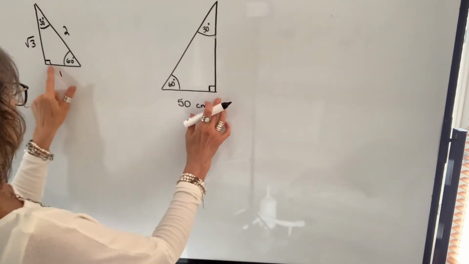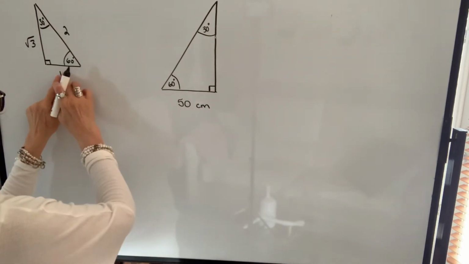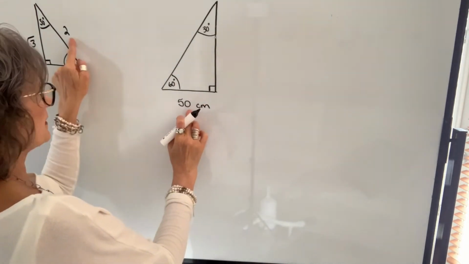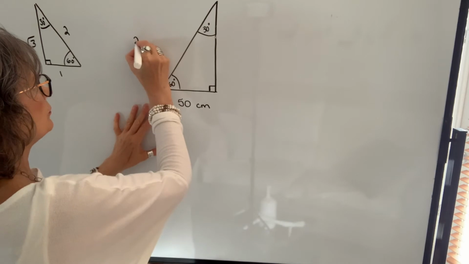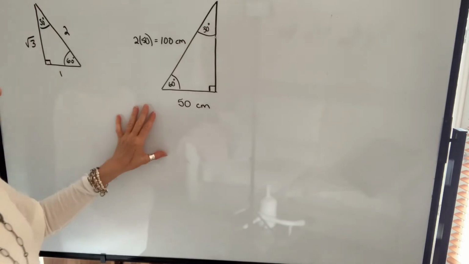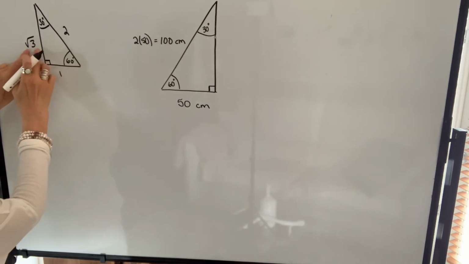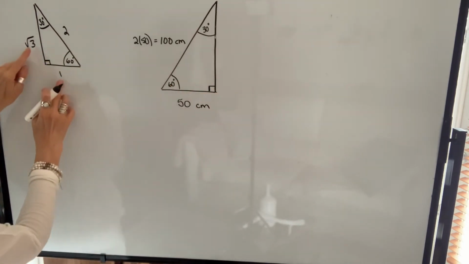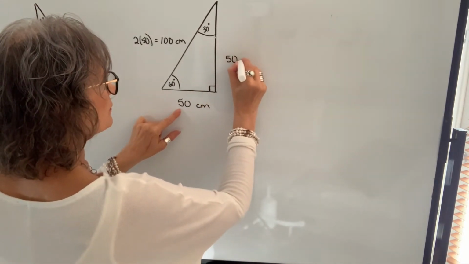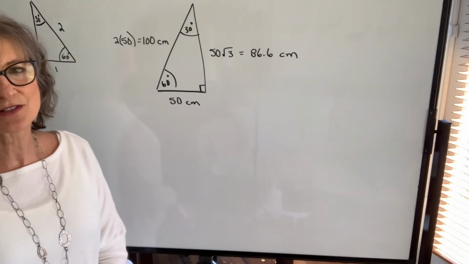In this example, it's flipped, but I'm given the length across from the 30 degree angle, so that corresponds to this length here in this triangle. That means that the hypotenuse will be 2 times this amount. So this length here will be 2 times 50, which is 100 centimeters. This length here corresponds to the length across from the 60 degree angle on this triangle, and it will be root 3 times whatever the shortest side is. So this length here will be 50 times root 3, which is 86.6 centimeters.